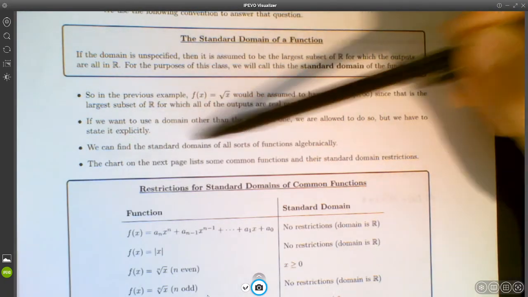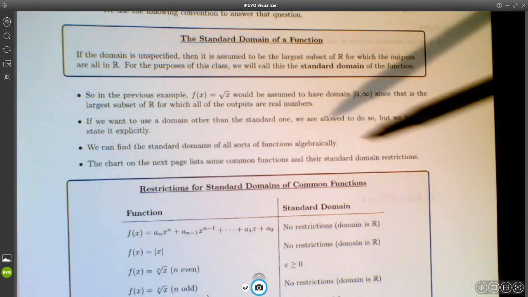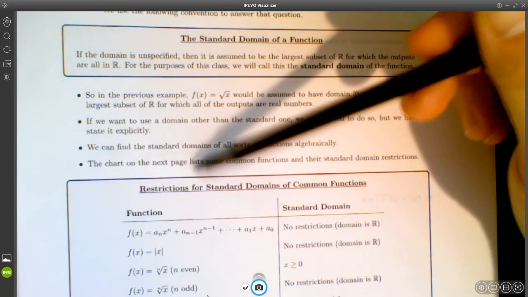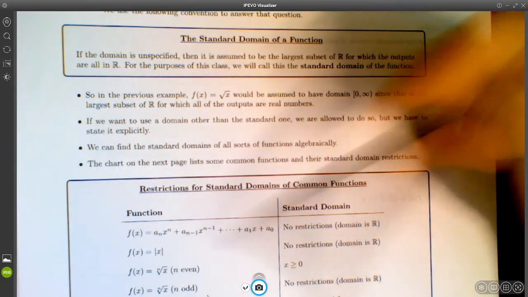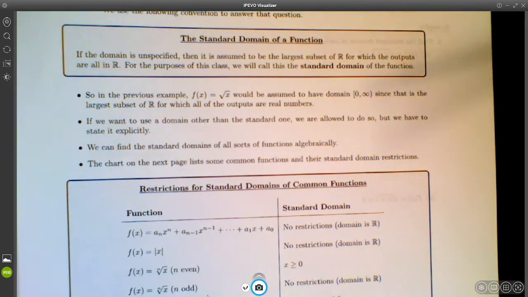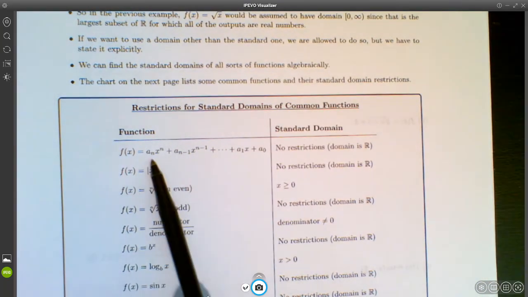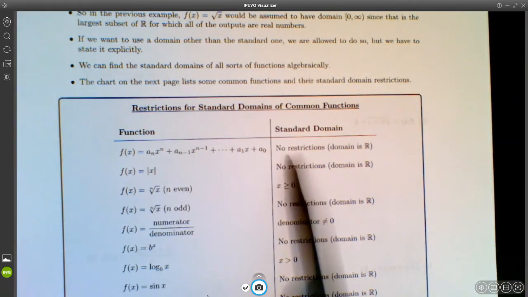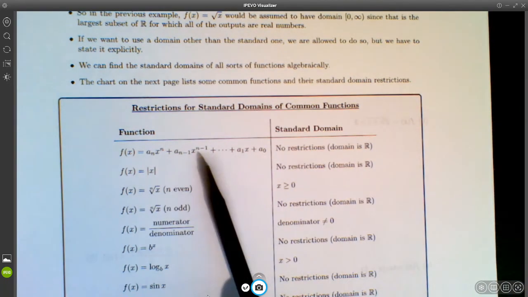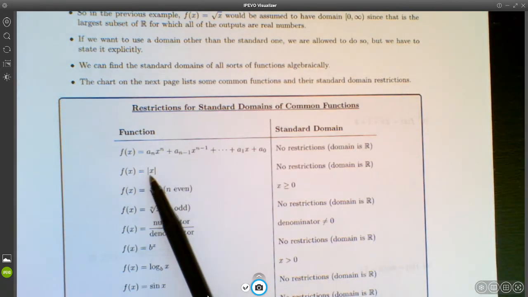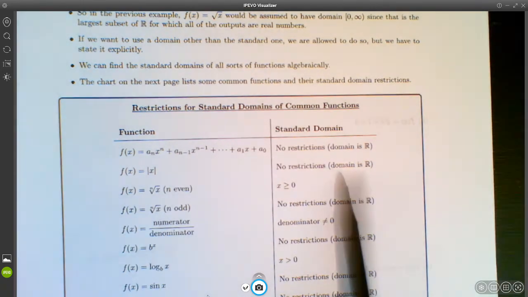We can find the standard domain of all sorts of functions algebraically, right? So this chart below, not the chart on the next page, it's actually right here, lists some of the common functions and their standard domain restrictions. Okay, so for a polynomial function, there are no restrictions. The standard domain of a polynomial function is going to be all reals. Same thing for an absolute value function. There's no restriction. The domain is all reals.